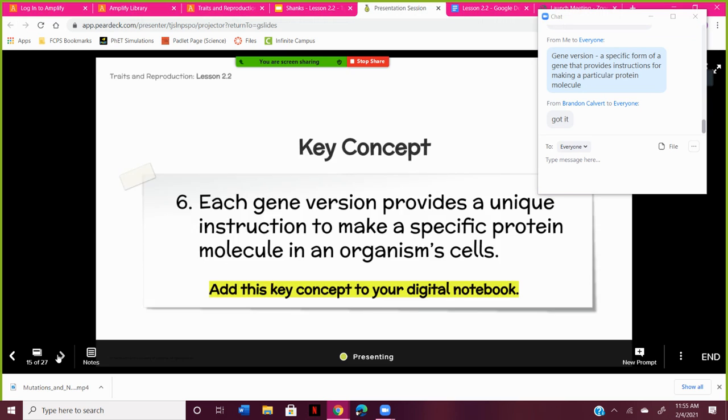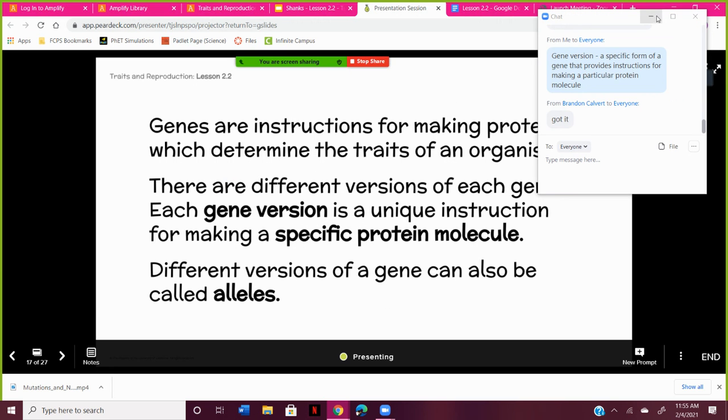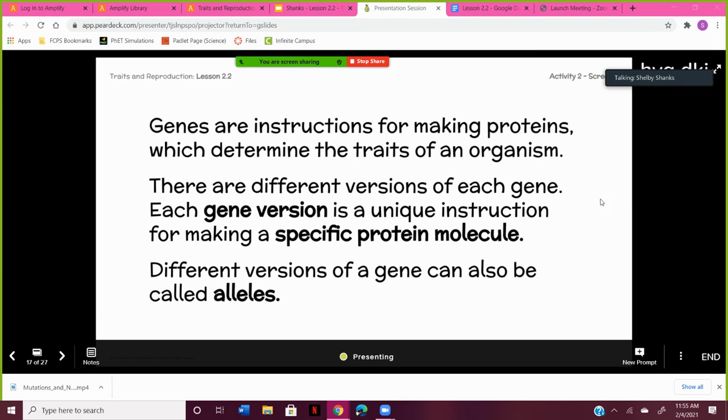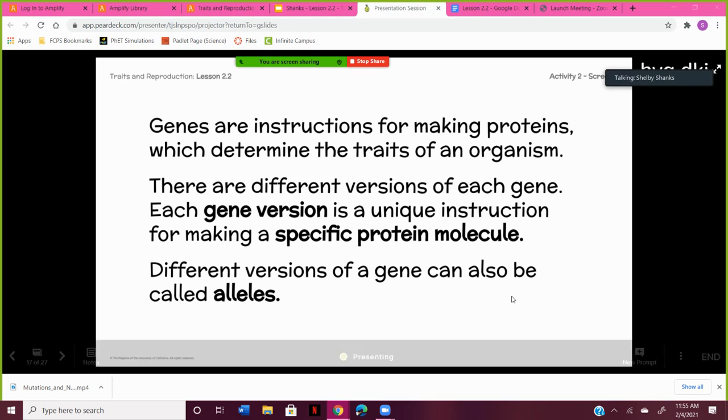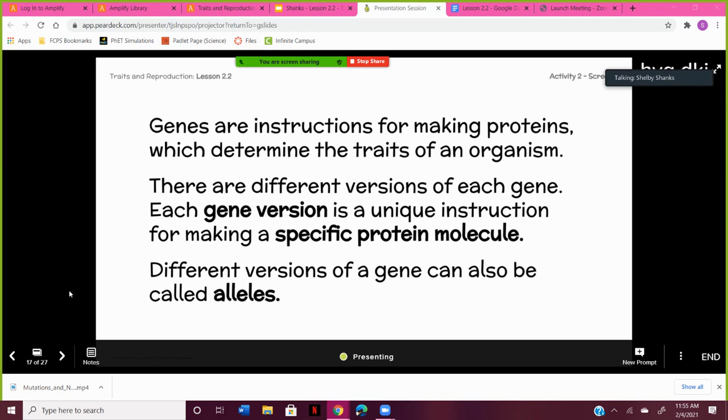Perfect. Alright, so I told you guys we're not going to be doing mutations today just because I think it'll take a little bit longer and I want to spend a little bit more time tomorrow, probably about 15 minutes going over it. So this is one of the last slides before I tell you about the homework.